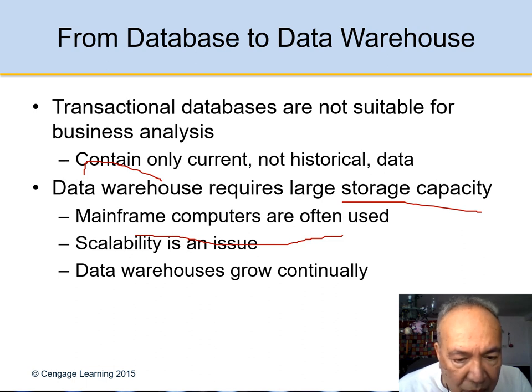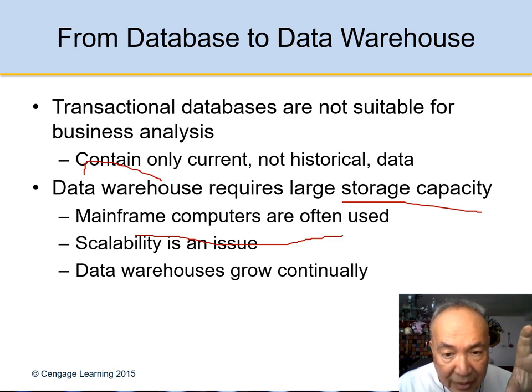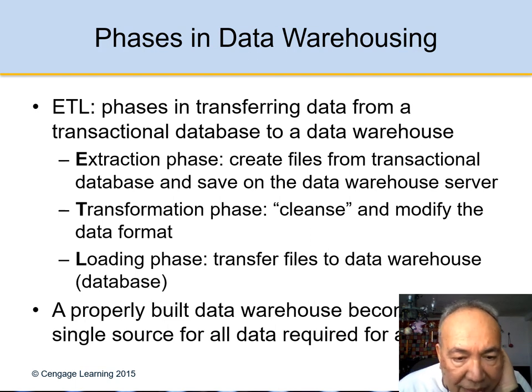And a data warehouse grows continually. It's becoming bigger and bigger, but you have to organize the data, so that it will not be very confusing for you to look for all this information. So the phases in data warehousing are ETL: extraction phase, transformation phase, and loading phase. Extraction is where you get the information from the server, and transformation cleans and modifies the data. Okay, a properly built data warehouse becomes a single source of all data required by your business or by your company or by your organization, whatever it is.